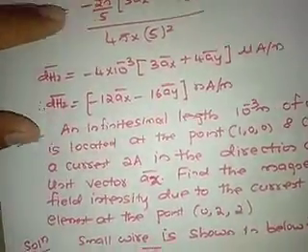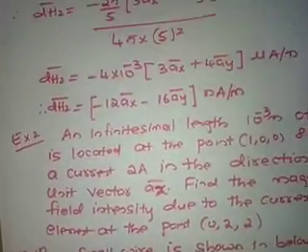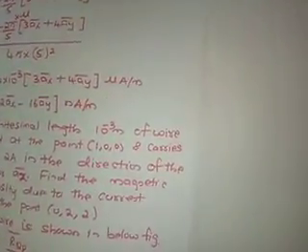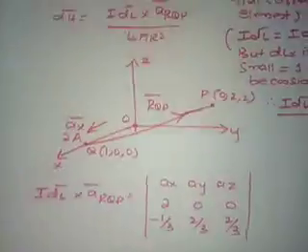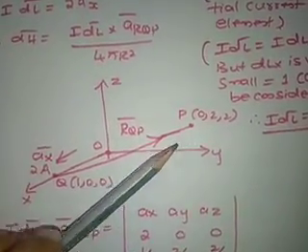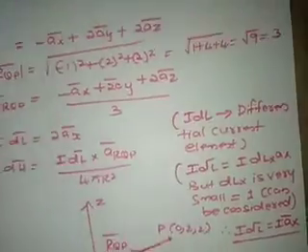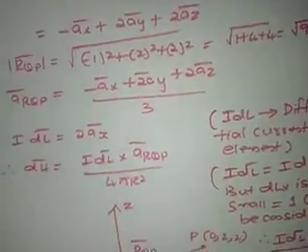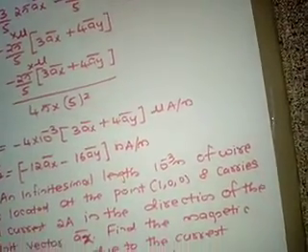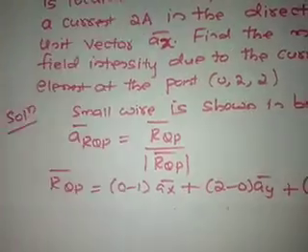Next, we have to find the magnetic field intensity due to the current element at the point (0, 2, 2). So at the point (0, 2, 2), here at this point, you have to find the magnetic field intensity. So let us solve step by step, so that there will not be any skipping of steps and there will not be any confusion.